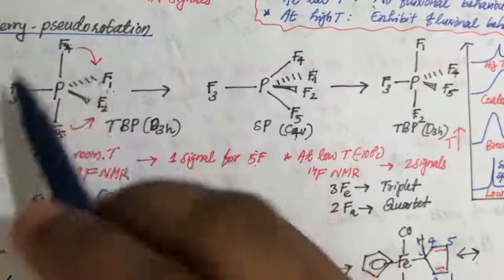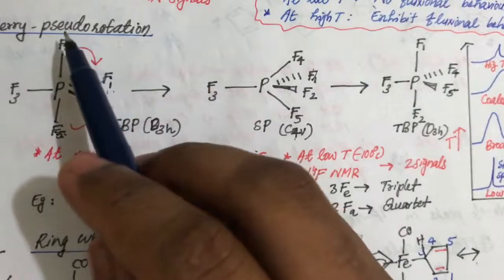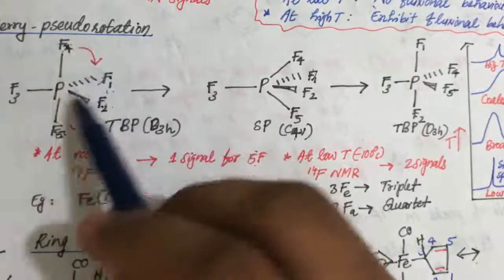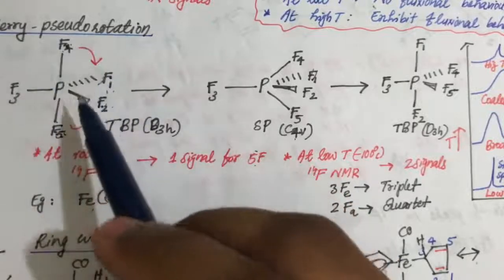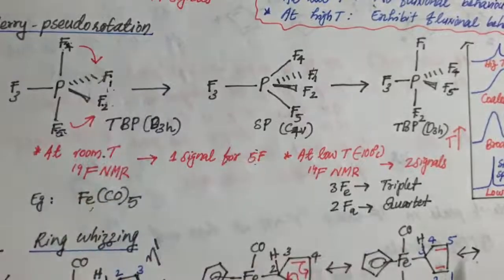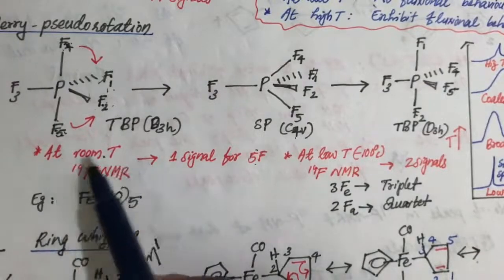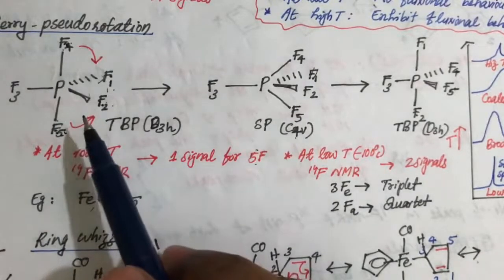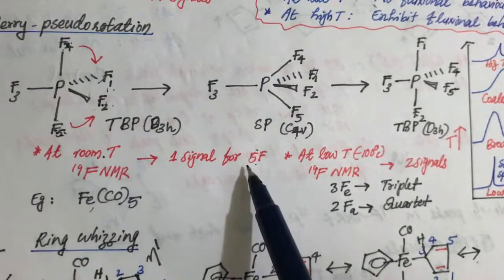The axial and equatorial bonds undergo rapid exchange, that is, all the 5 fluorines seem to be in the same chemical environment, so all the 5 fluorines give you one signal. So at a high temperature this PF5 molecule gives you a single signal.